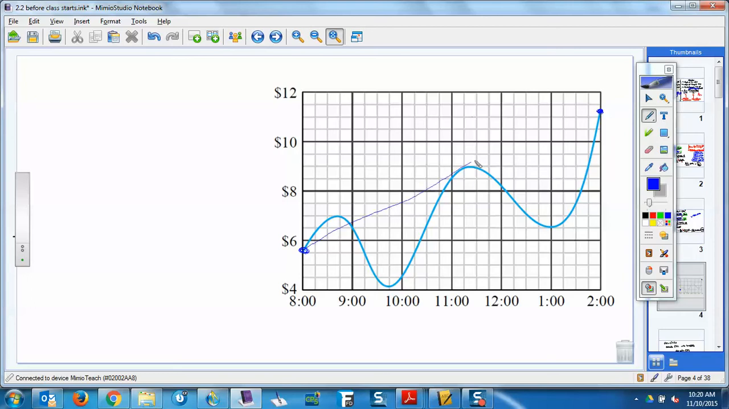So the average rate of change would simply be the slope of that line. So the rise, it goes up from about $5.50, because this would be $5 right here. And it goes up to, it looks like it's a little past 11 on mine.